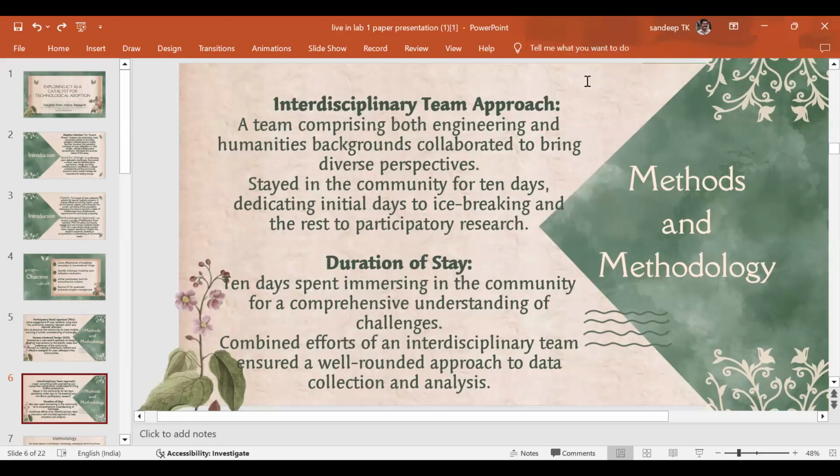So this is actually an interdisciplinary team approach. We have students from engineering, arts and science, medicine, and many other streams. We stayed in the community for 10 plus days, and in the initial stage we had an ice-breaking session so we could gel with the village people.